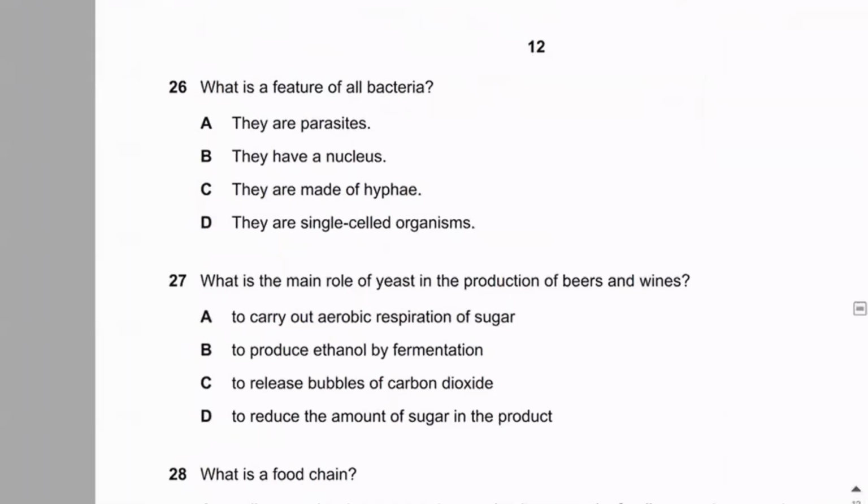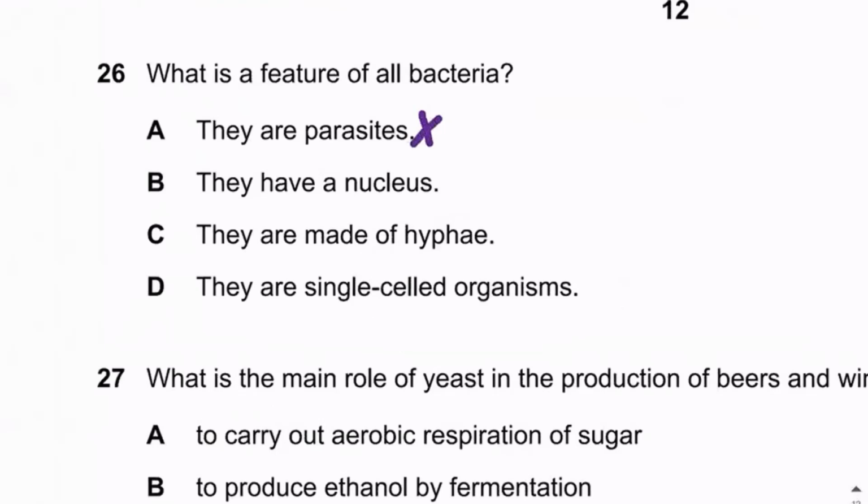MCQ number 26. What is the feature of all bacteria? They are parasites? No, not all bacteria are parasites. Some bacteria can also photosynthesize, so they will make their own carbohydrates and do not need to feed on other organisms. Parasites are those microorganisms which feed on other organisms, right? Some obtain their energy by photosynthesis, and some by nitrogen fixation, nitrifying, and denitrification.